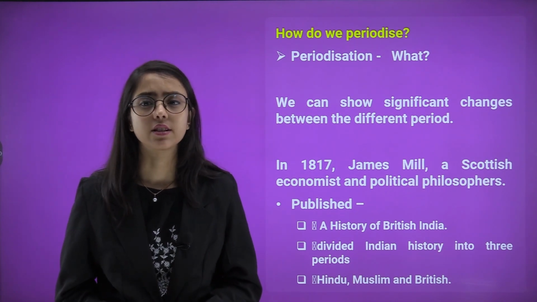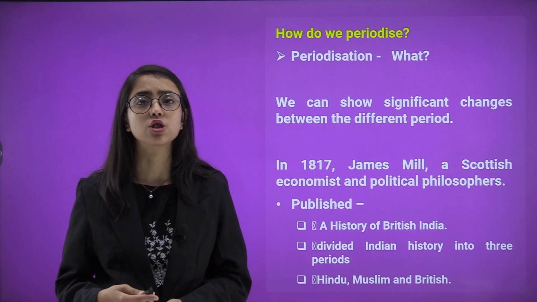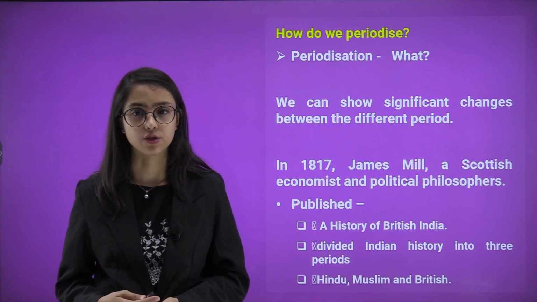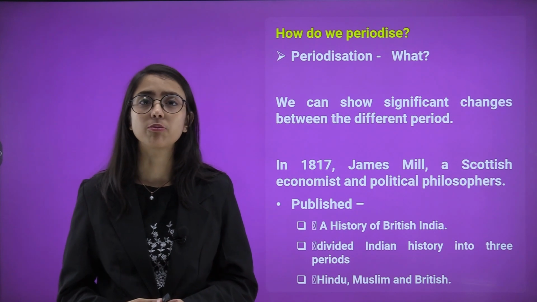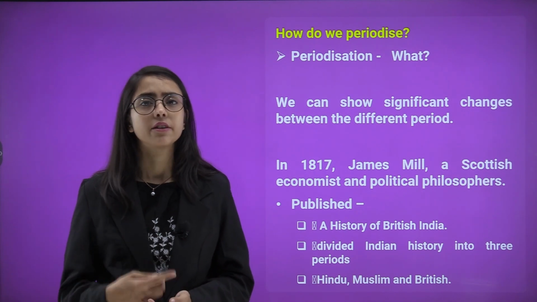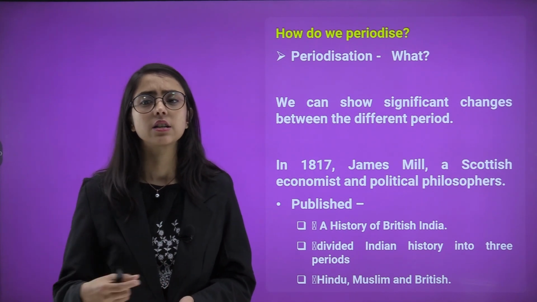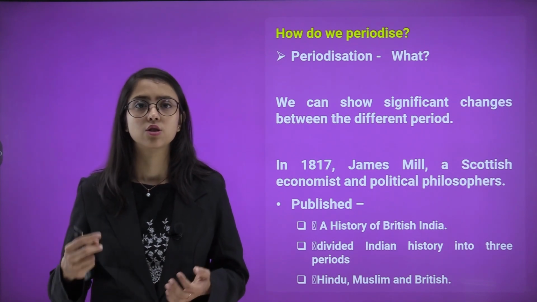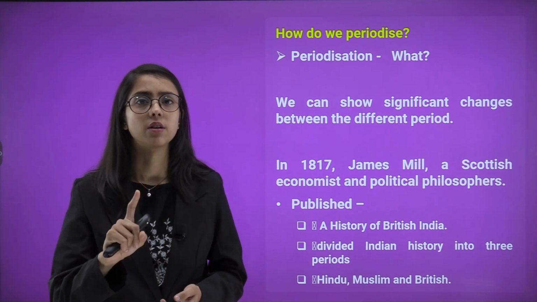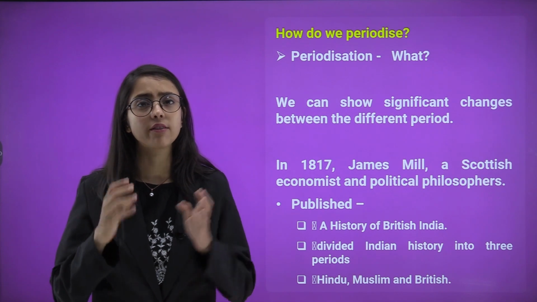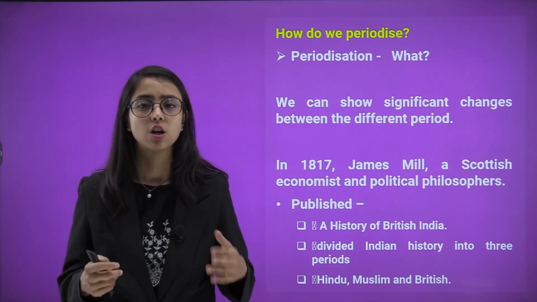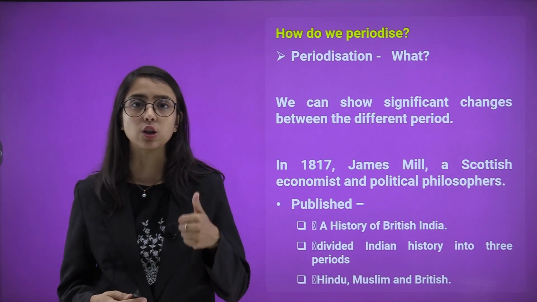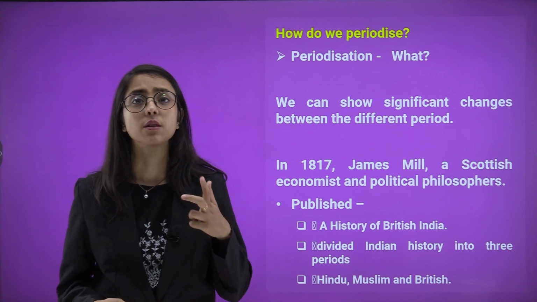In 1817, James Mill, a Scottish economist and political philosopher, published a book, A History of British India. He divided the book on Indian history into 3 periods. So it was not just one document, one book. He divided that book into 3 volumes or 3 periods. What were those periods? The Hindus, the Muslims and the British.